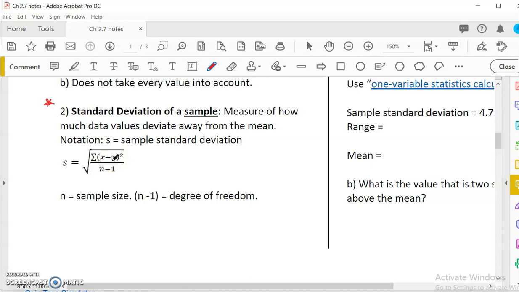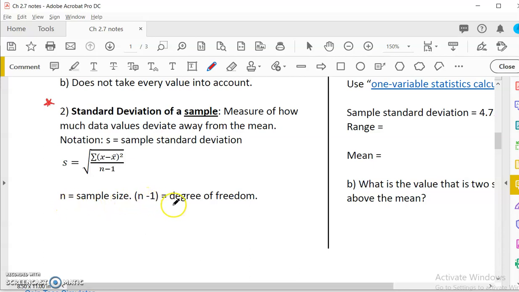This could be a sample mean, could be the population mean, and then square it. Square the distance of how far each data value is from the mean. Add all of this squared distance together, and then divide it by n minus 1. Okay, so it is not the average of the sum of squares, but the sum of squares divided by n minus 1, and then take the square root. So it's pretty complicated. And we divide by n minus 1, where n is the sample size.